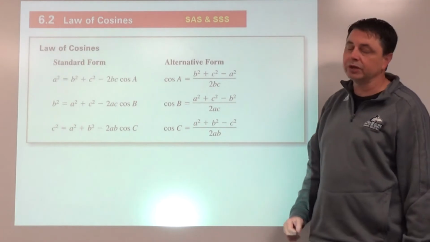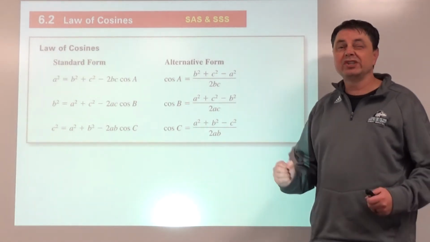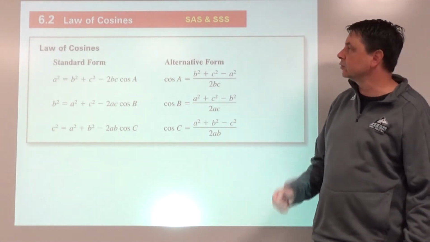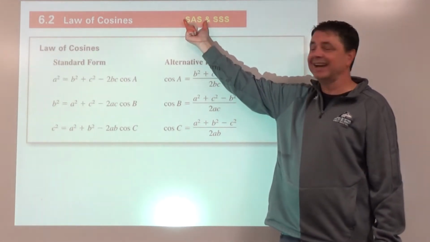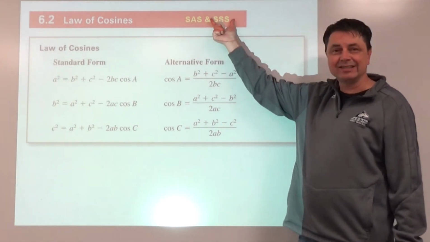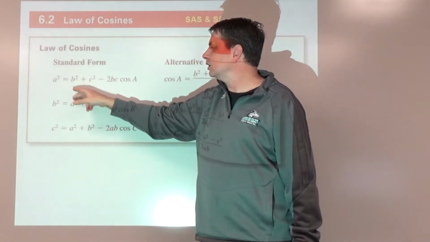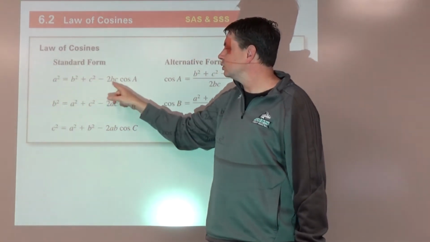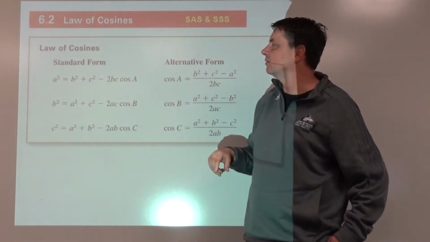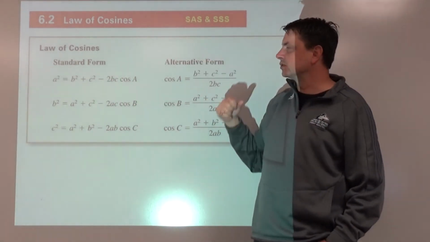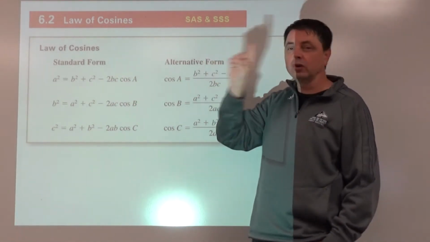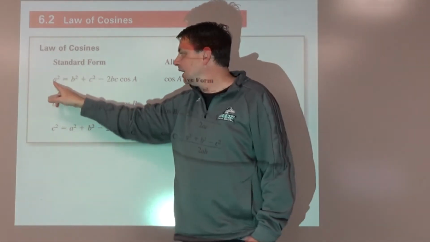And this is lesson 6.2, law of cosines, which is going to handle our oblique triangles, solving them in an SAS case and an SSS case. Standard form, a squared is equal to b squared plus c squared minus 2 times b times c times the cosine of A. That's going to be side angle side. So we would be looking for the one missing side first, and that would be a.